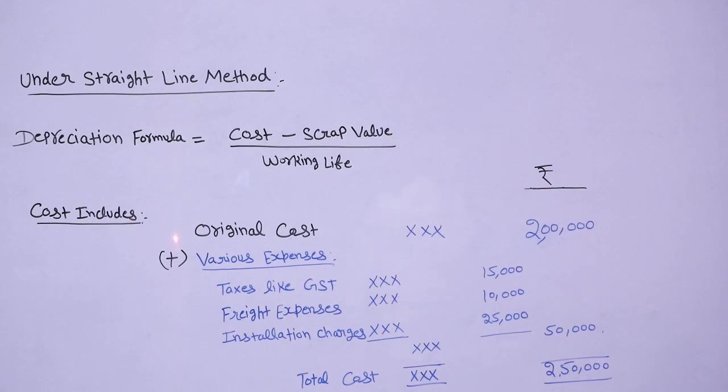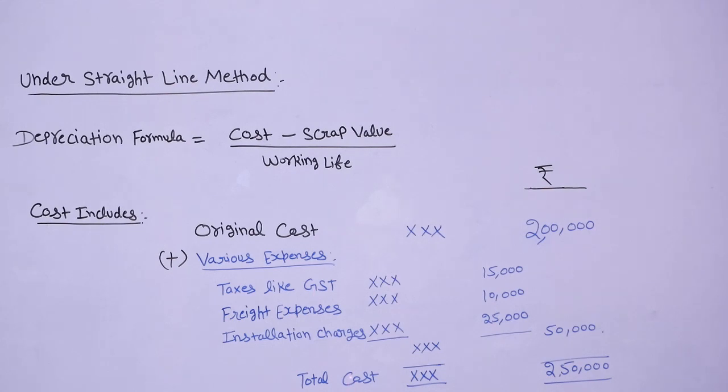There is one formula for calculating depreciation under the straight line method. The formula is cost minus scrap value divided by working life. What things will we include in the total cost? Cost includes original cost plus expenses which we incur while purchasing an asset, like taxes, GST, freight expenses, plus installation expenses. So after considering all of these expenses, we will calculate the total cost.